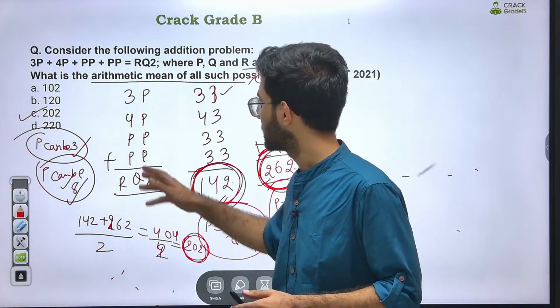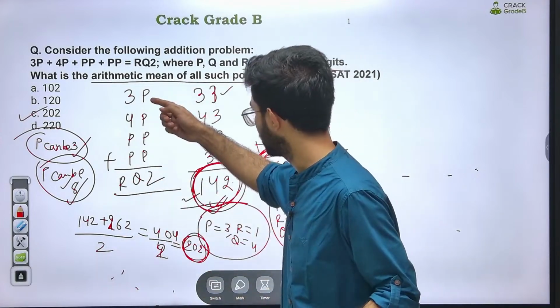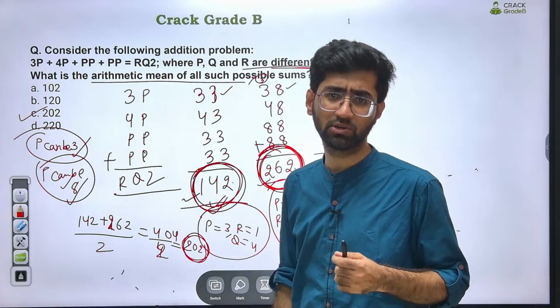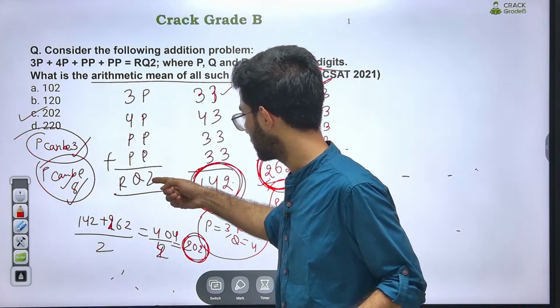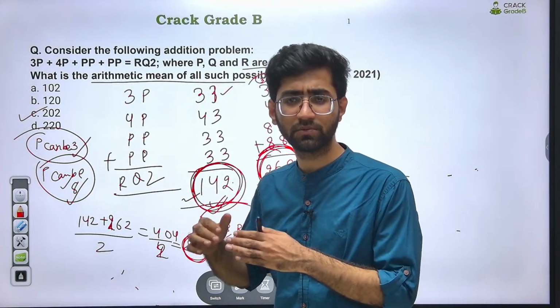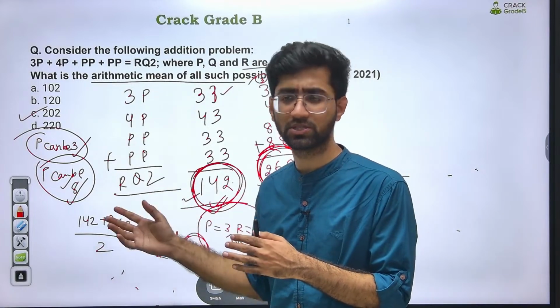We found that p can't be 0. Why? Because if you put the value of p as 0, you will get 0 at unit place. Similarly for 1, similarly for 2, if you put 1, you will get 4 at unit place. So we were able to eliminate all other possible values.